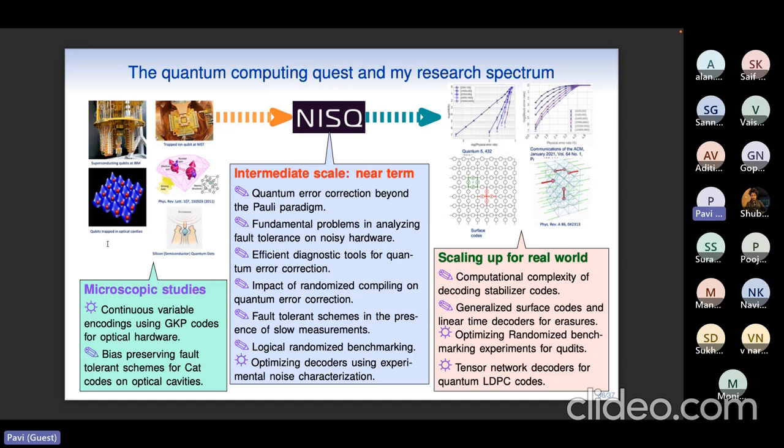The geometry of the hardware also becomes very important. Yes. The geometry of the hardware. In general, if we are restricted to planar hardware, then these kind of surface codes and color codes, in general topological codes, are attractive.